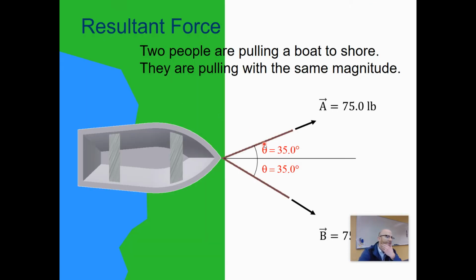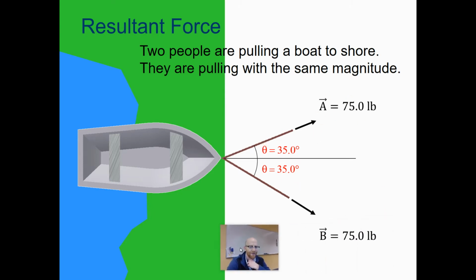Okay, so now we have this problem where they're pulling a boat, and we're pulling a force of 75 pounds at A and B. Two people are pulling a boat, and they're pulling the same magnitude. Okay, what's the question?